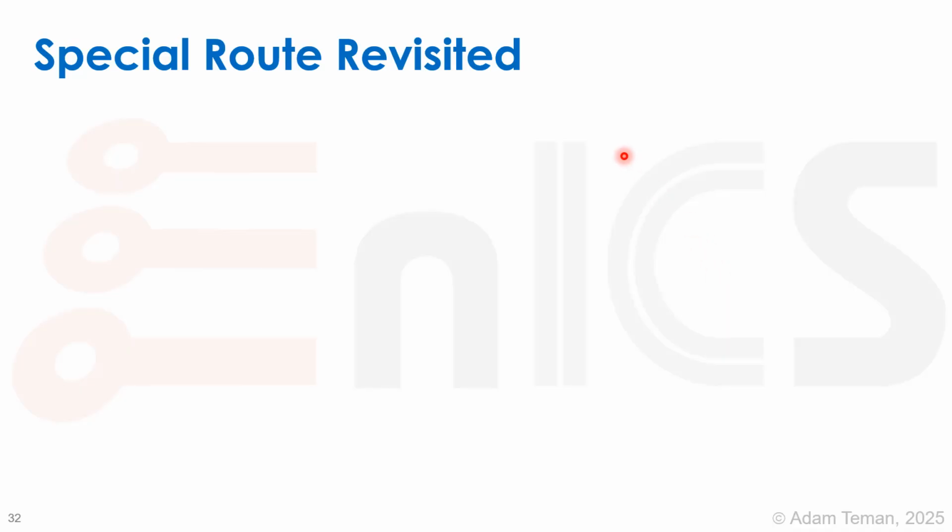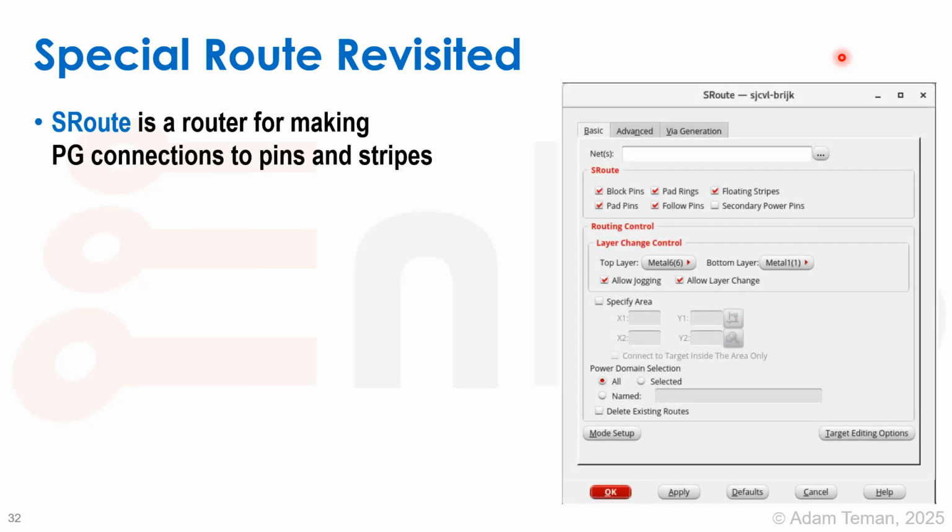So next we're going to go over to special route, which we discussed in previous videos, but I'm going to revisit it now when we have a bit more complex a design. So special route, or SRoute, is a type of router that only does specific types of routing. It actually does PG connections to pins and stripes. So it's going to do our power and ground connections, or special types of power ground connections. And we have this form here, which I'm going to use to demonstrate for you what the SRoute command, or the route special command, can do.